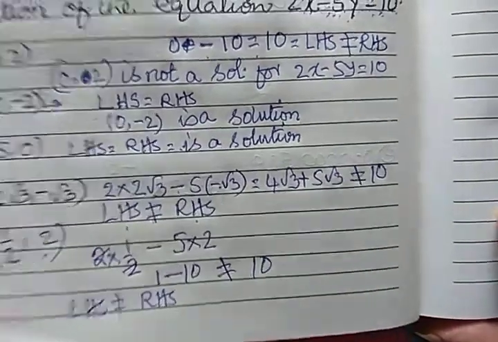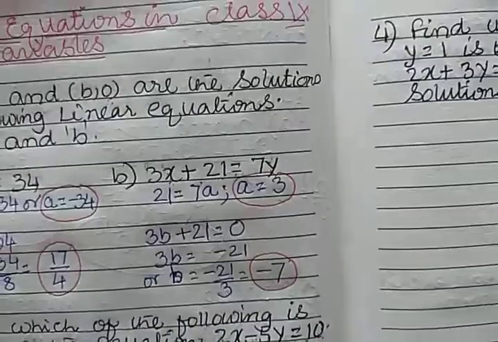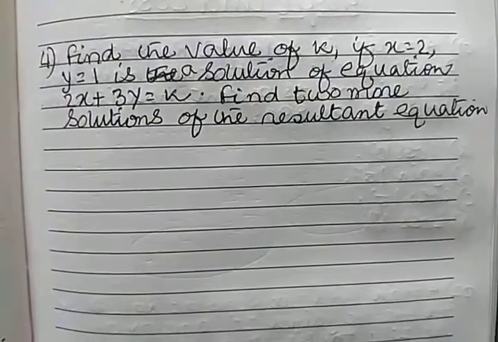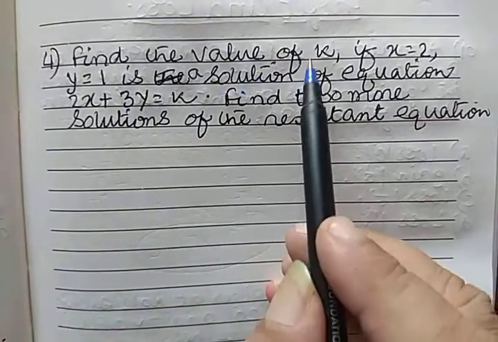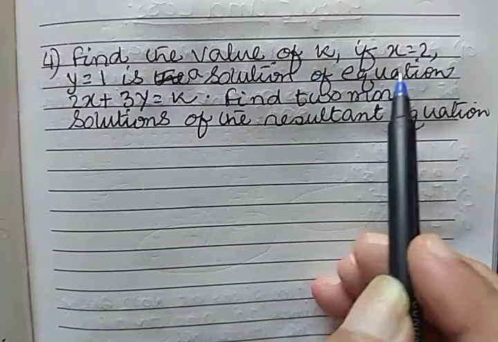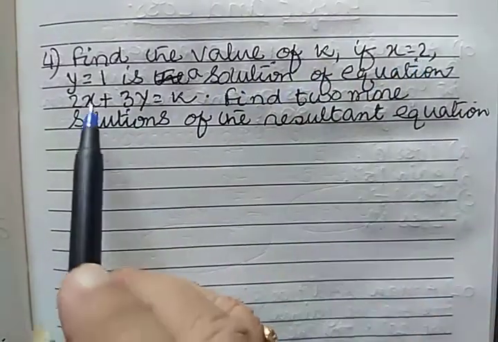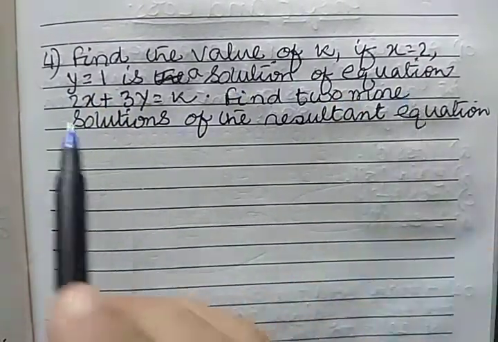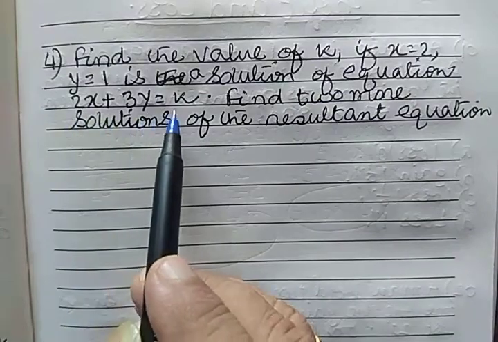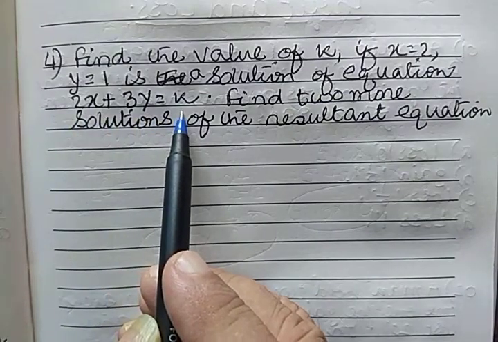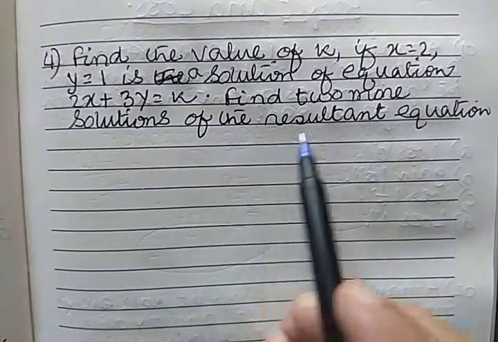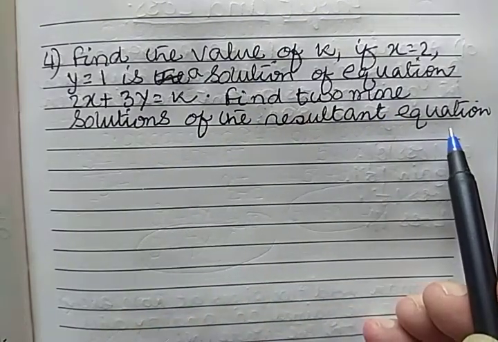Clear? So now let us see one more example. Find the value of k if x = 2, y = 1 is a solution of the equation 2x + 3y = k. And next, find two more solutions of the resultant equation.